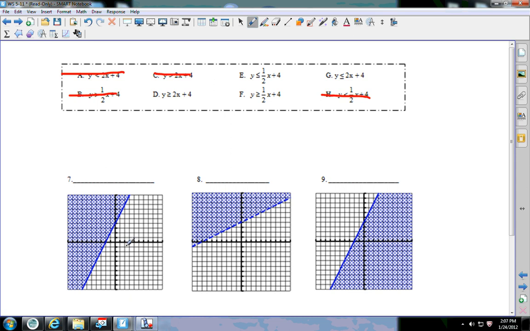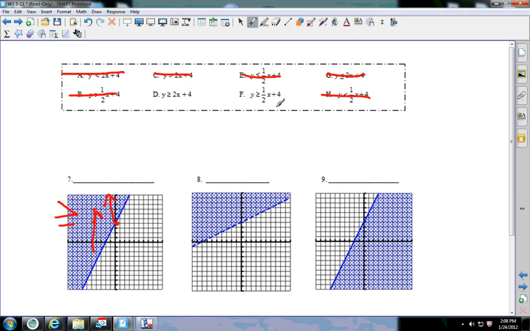The next thing I would look at is the y-intercept. It is plus 4. Oh, shucks. All of them have plus 4. Now the shading: is it shading above or below? Well, I'm drawing an arrow up. It's above. If it's above, it's got to be greater than or equal to. There's the greater than, greater than. These two have less than, so these can't be it.